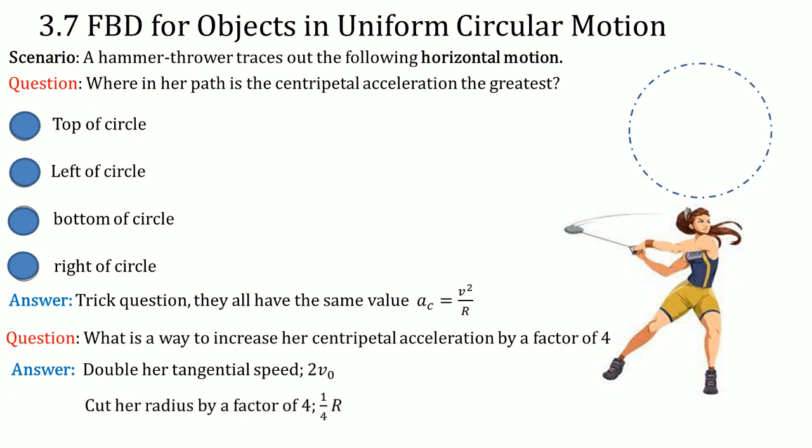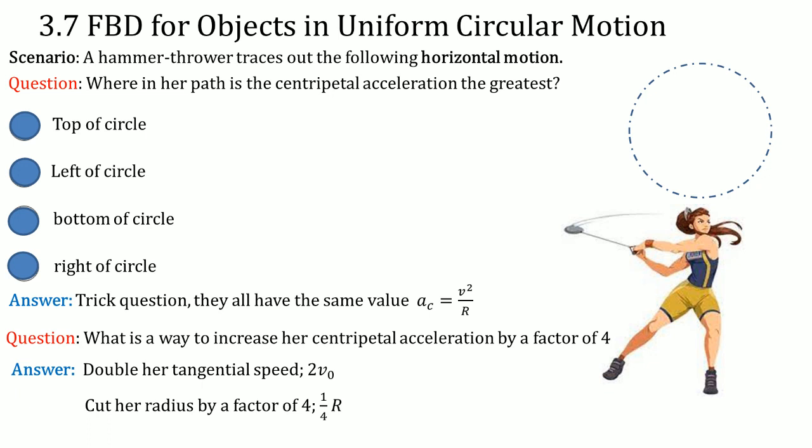Or you can cut her radius by a factor of 4. So if r goes to r over 4, you would have to multiply by 4 on both sides. That's how you can also get the centripetal acceleration to increase by a factor of 4.